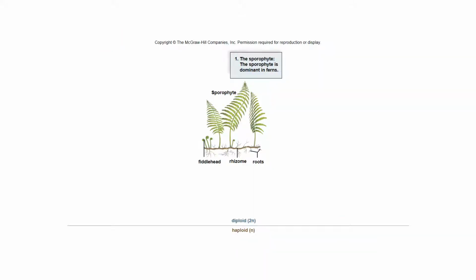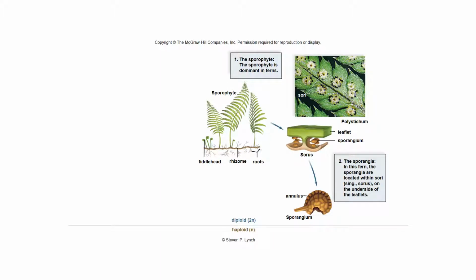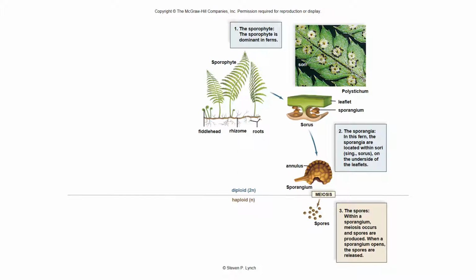Now, here's the life cycle of the fern. Okay, we're going to just take this step by step. You've got the sporophyte. The dominant sporophyte makes these windblown spores. Okay, and the sporangia are located within the sorus, or the sori, on the underside of the leaflets, and you've probably seen that on ferns. They've got these little ball things that are kind of on the underside of the actual fronds. Now, meiosis is going to happen, and spores are going to be made. Okay, when a sporangium opens, the spores are just going to be released into the wind.